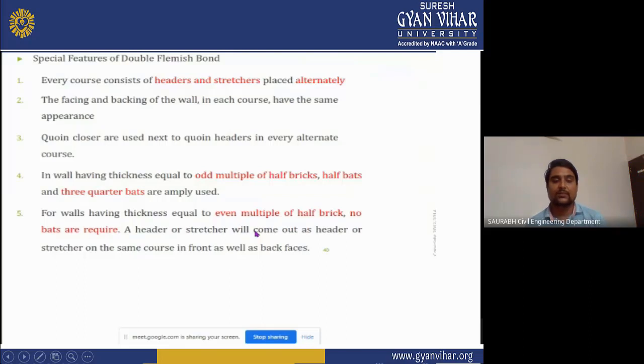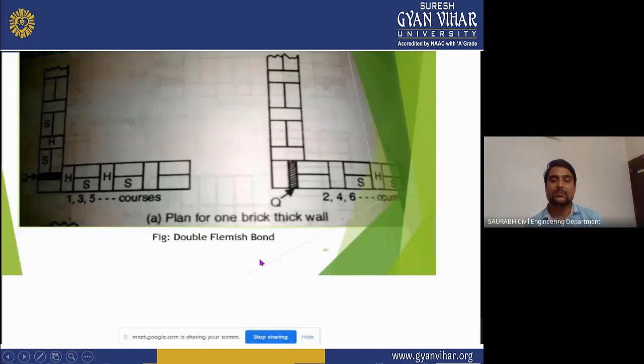In a wall having thickness equal to an odd multiple of half brick, half bats and three-quarter bats are amply used. For a wall having thickness equal to an even multiple of half brick, no bats are required. The header or stretcher will come out as the header or stretcher on the same course in the front as well as the back faces. Now you can see the double Flemish bond here.